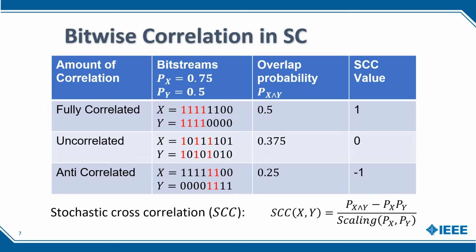In stochastic computing research, correlation is typically measured using the stochastic cross-correlation, or SCC. With this measure, SCC equals 0 is assigned to the uncorrelated case, and SCC equals plus or minus 1 is assigned to the fully correlated and anti-correlated cases, respectively. The SCC equation is shown. It relates correlation to the bitstream values and overlap probability.